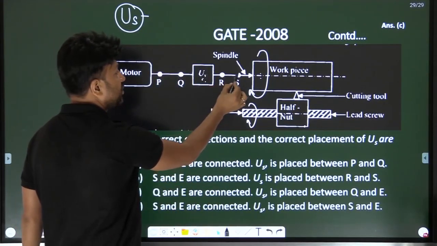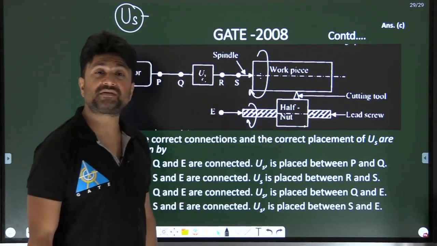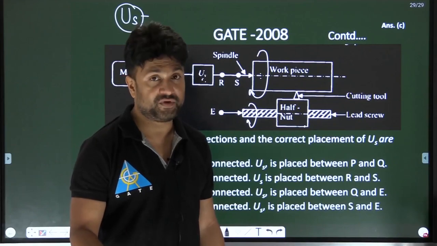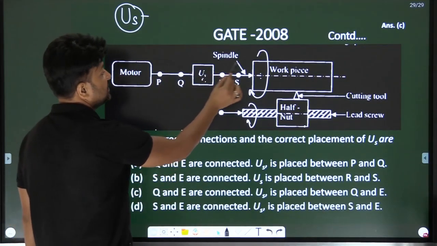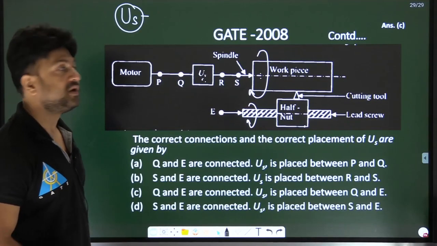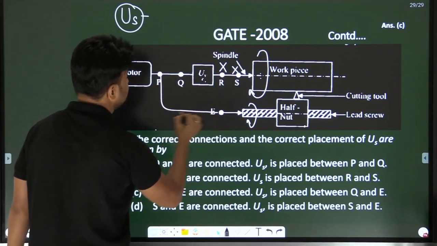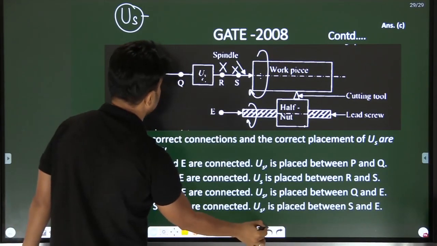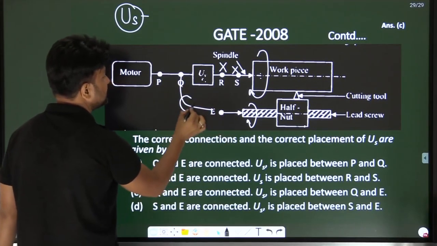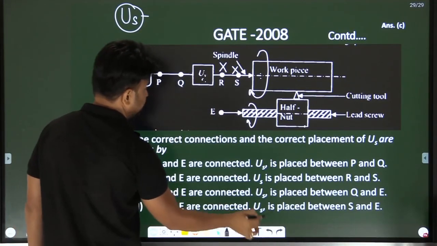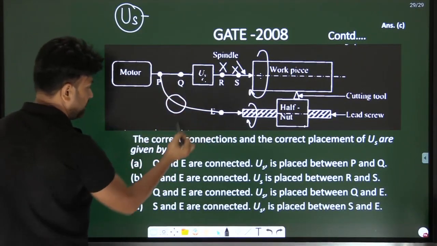So where can you place it? Here you cannot place at R and S, because if you place at R and S, then it comes in between UV and the workpiece, then it will affect the RPM of the workpiece. And the condition is that UV, which is directly connected to the workpiece, should not be affected. Now, which place? This place is not possible. Either you can place at P, or you can place at Q. Means you can connect from the motor at P and E, or you can connect Q and E and place US here. Two possibilities are there.